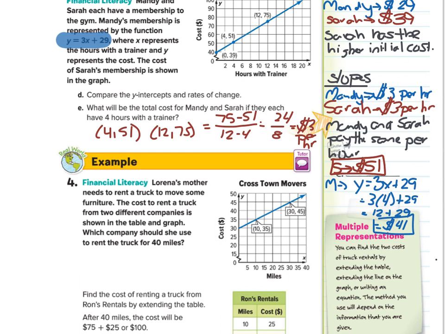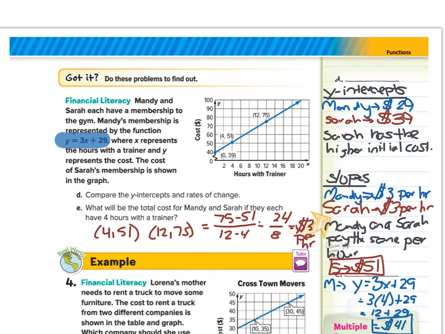Again, not always going to be that easy. So what I do want to show you is how to quickly come up with an equation here for Sarah. Again, if we just look at slope-intercept form of y equals mx plus b, we know the slope was $3 from what we calculated. We multiply that by x plus the y-intercept of 39.